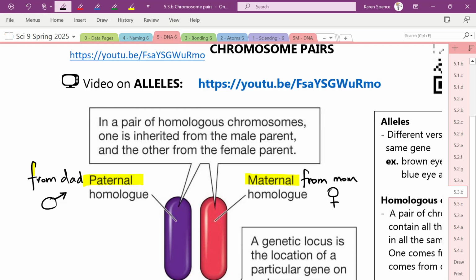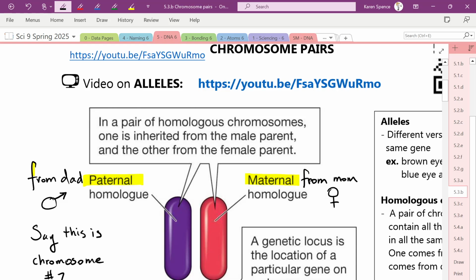And maybe this is chromosome number 7. You could say it's number 21, you could say it's number 15, it doesn't matter. But this is chromosome number 1 from mom, and number 7 from mom, and number 7 from dad.